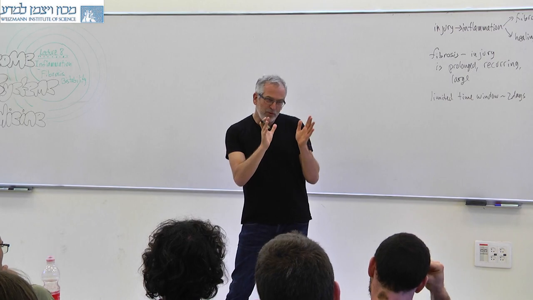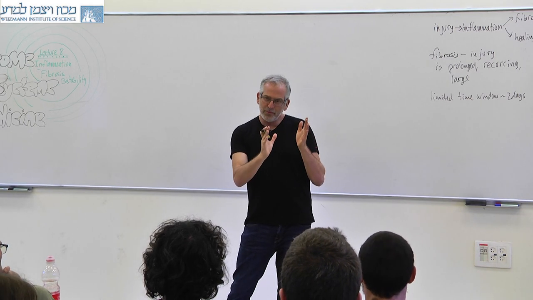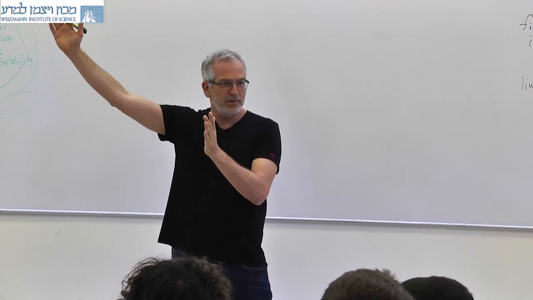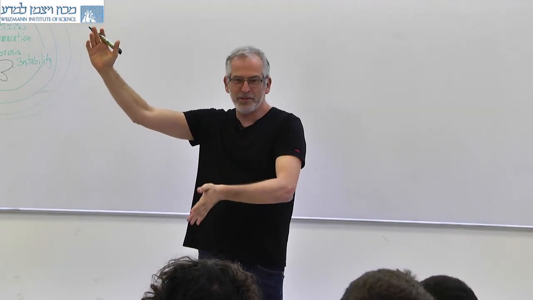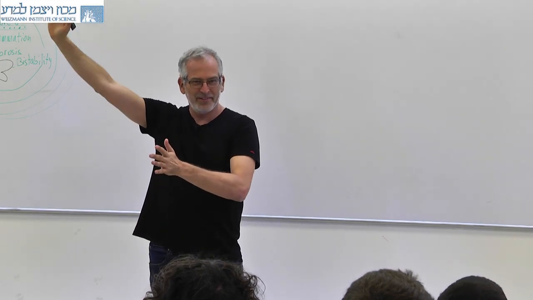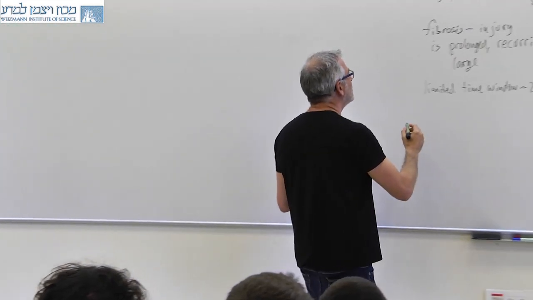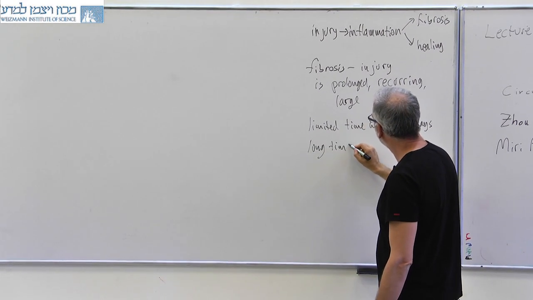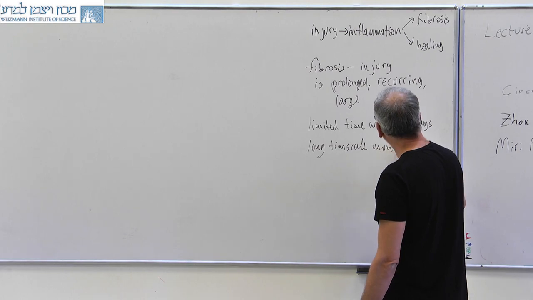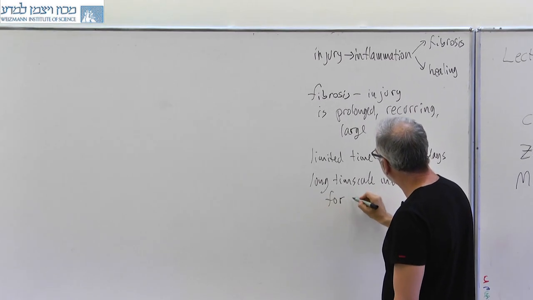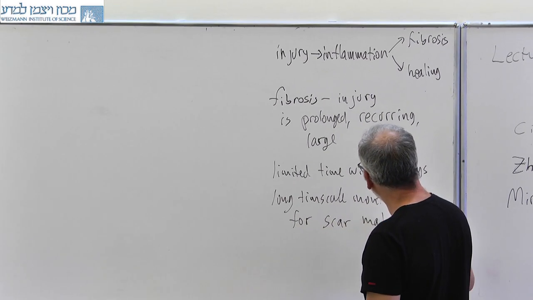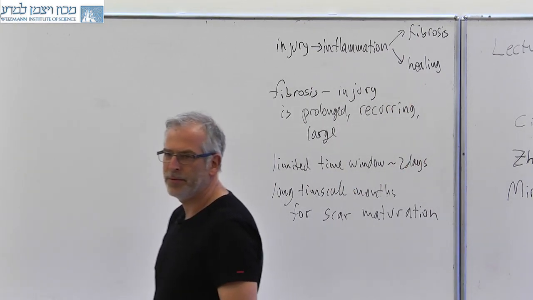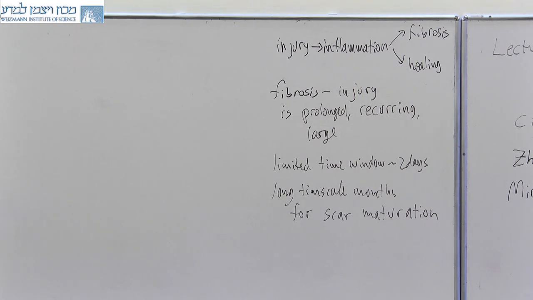Okay, so there's a time window of days where stopping inflammation matters. But if you exceed the time window, you start a process that takes months. Even if you stop inflammation after 5 days, 6 days, it doesn't matter. So this long time scale of months, let's call it scar maturation. That means reaching the steady state of the fibrosis. Once it starts, it doesn't stop.